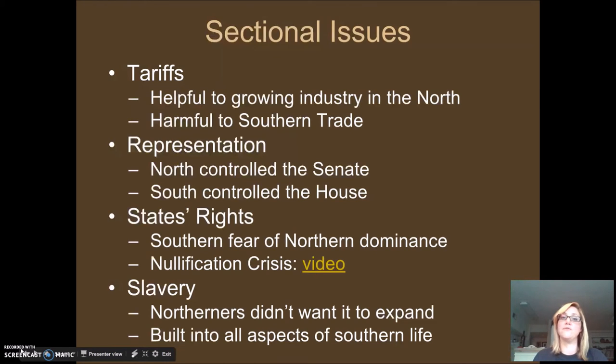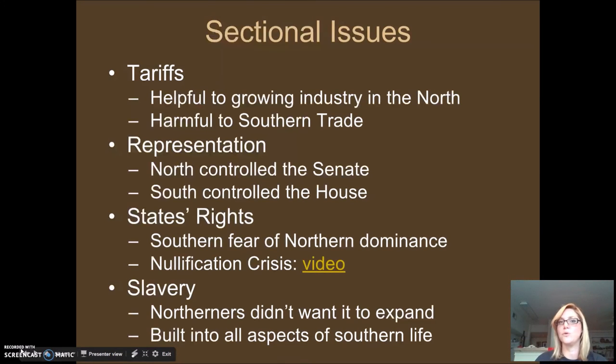But with tariffs, it makes the foreign goods more expensive, thereby allowing American industries to actually sell their products and compete. But it is harmful to Southern trade because it usually leads to reciprocal tariffs. It also usually leads to other countries finding goods elsewhere. And the South really needs the trade from the foreign goods. Also, tariffs are not helpful to the South. And the South, you know, they've got this siege mentality, this idea that everyone's out to get them and try and destroy their way of life. Anyway.